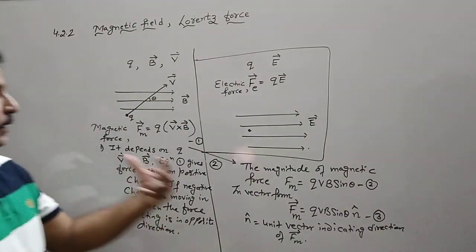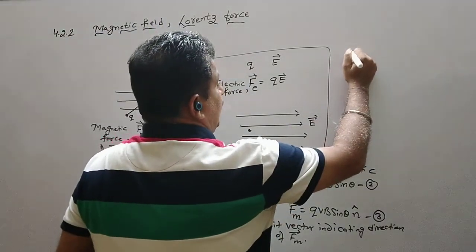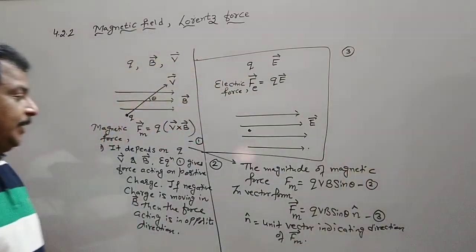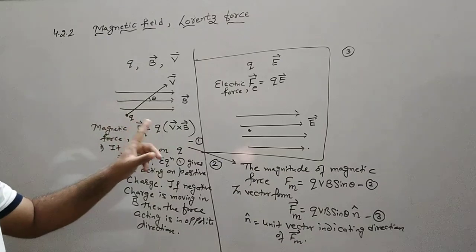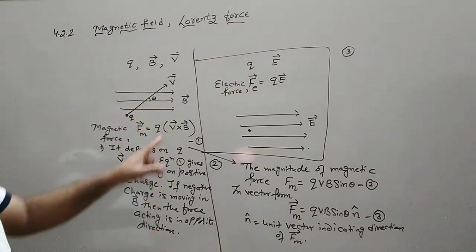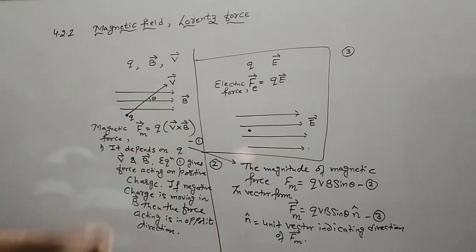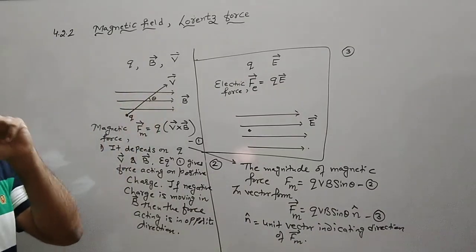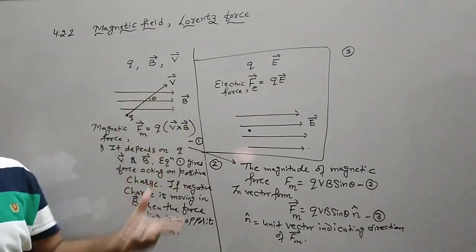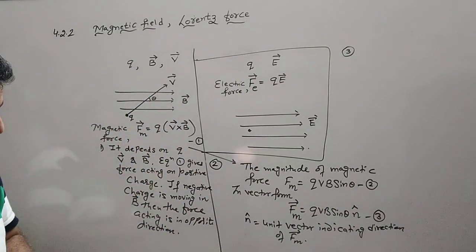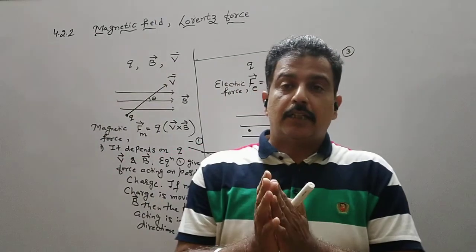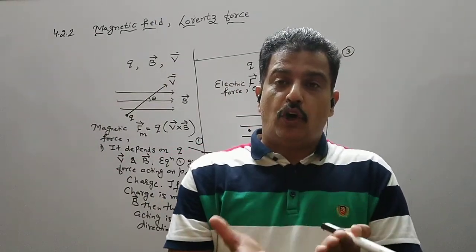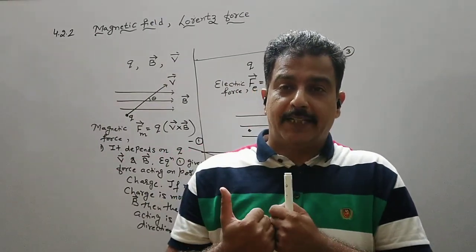Now, clearly this force depends on theta, and theta is the angle between the V vector and the B vector. So theta can vary from 0 to 360, or at any angle. Suppose we take the cases now that a particle enters parallel or anti-parallel to the magnetic field.